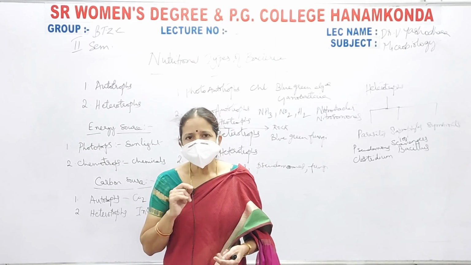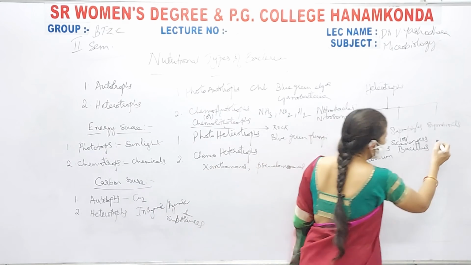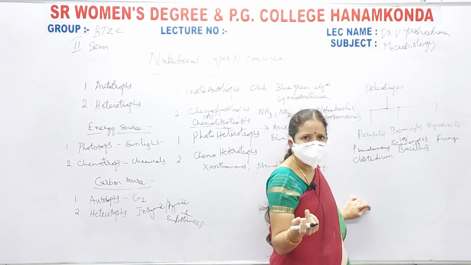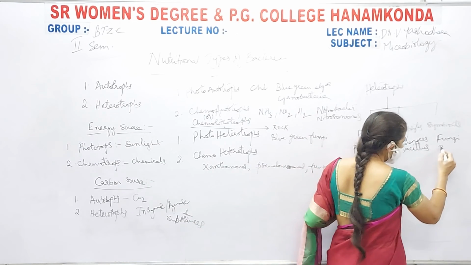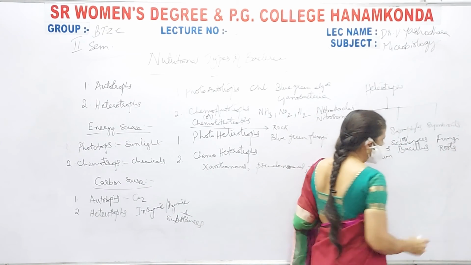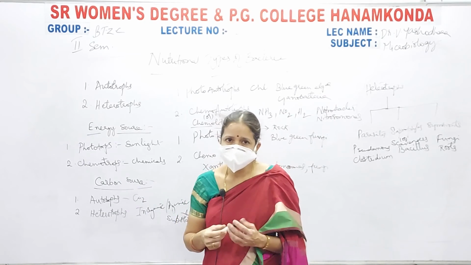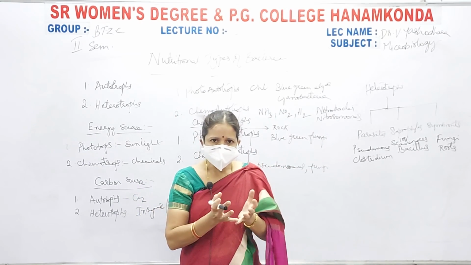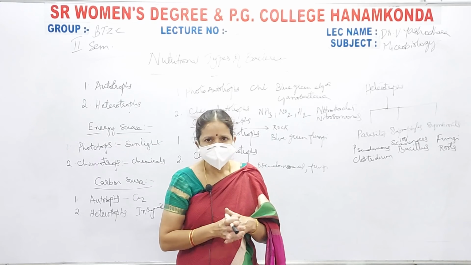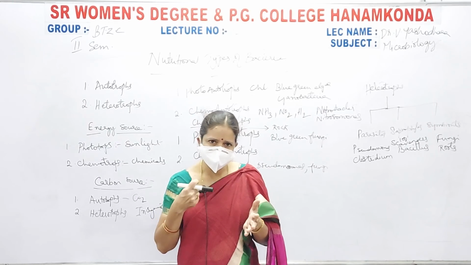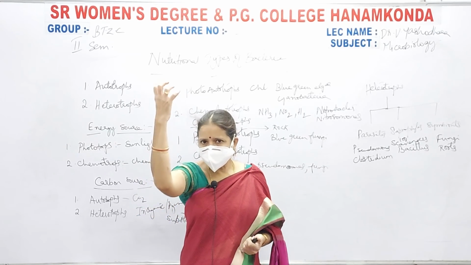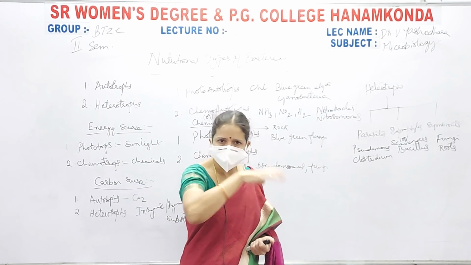Example is fungi. See here, fungi sitting on the roots. Example is cycas. Fungi will sit on the root system of the cycas plant. They will absorb the nutrients from the cycas plant. In turn, they will absorb the phosphate from the environment and give it to the plant.